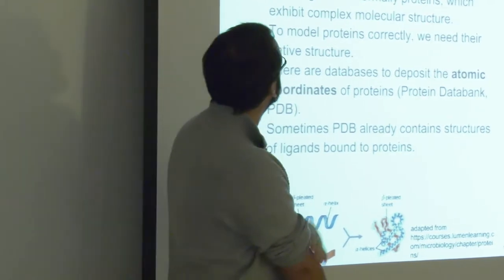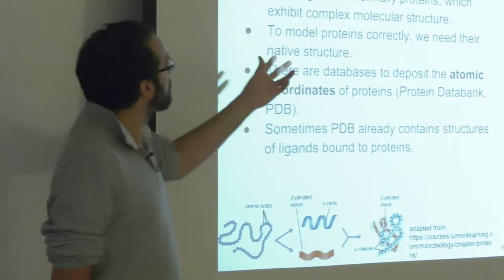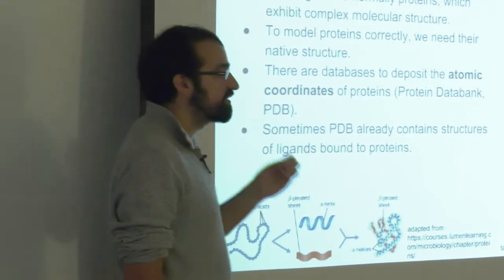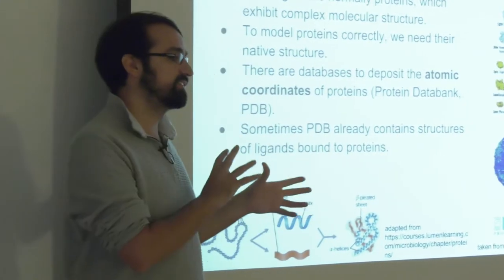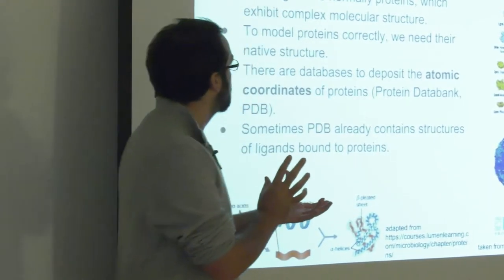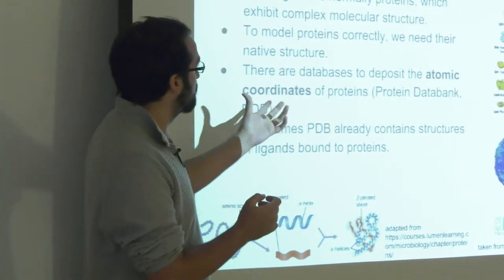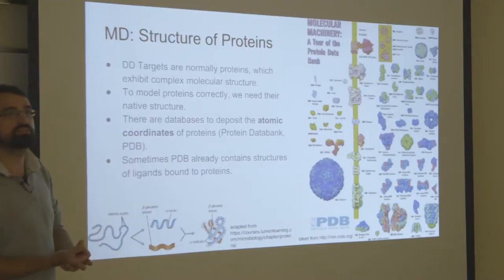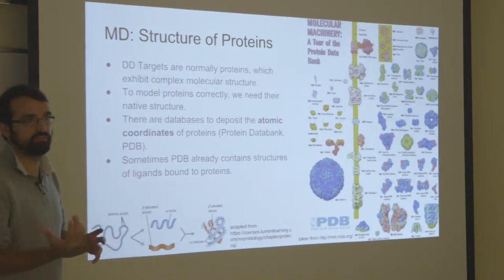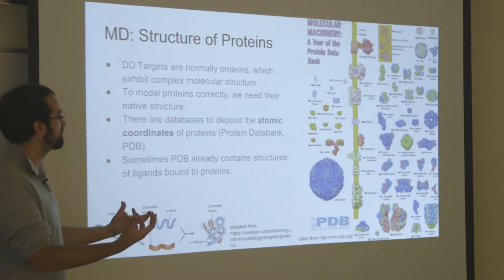Drug discovery targets are normally proteins. That's why I'm talking about proteins, which normally exhibit complex molecular structure, okay? So in order for molecular dynamics or this type of approach to model proteins correctly, we need their native structure. And this is where the Protein Data Bank comes in, which is basically a database where people can deposit structures determined mainly by two techniques, X-ray crystallography and NMR. So these atomic coordinates of proteins are deposited there.